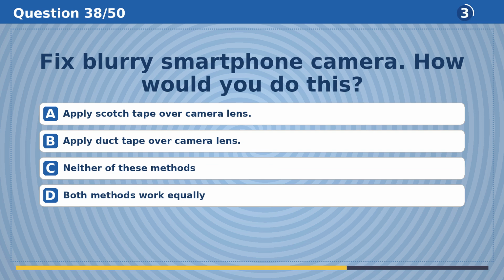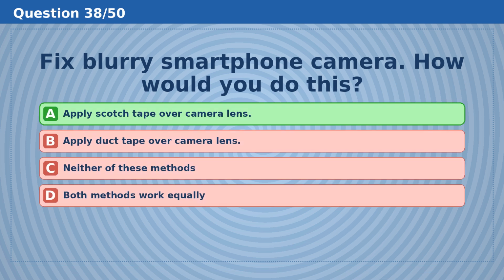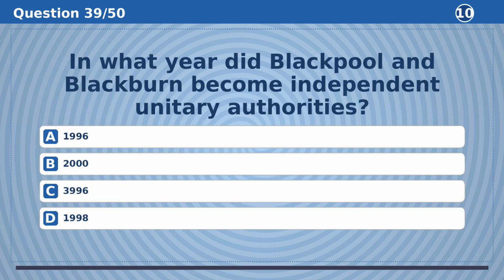Fix blurry smartphone camera. How would you do this? The answer is A, apply Scotch tape over camera lens.